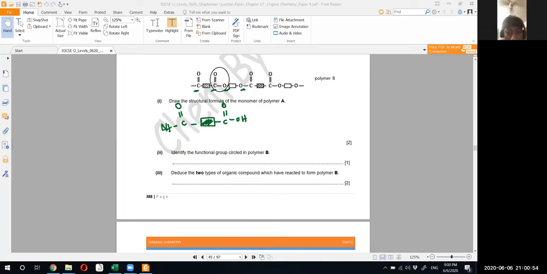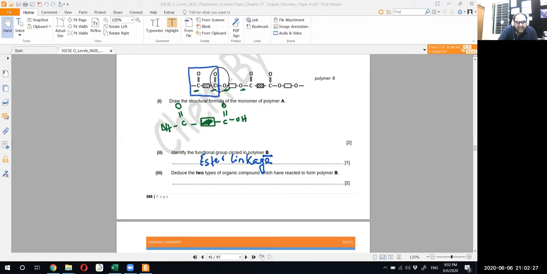The question asks to draw polymer A and to identify something in polymer B. This is B. So identify the functional group circled in polymer B. What is the functional group? It acts as an ester linkage. Very good. This is an ester linkage. So, what is the monomer I've marked in blue named as? Dicarboxylic acid. And what is the orange monomer named as? Diol. So when a dicarboxylic acid and a diol react, what do we get? Polyester.